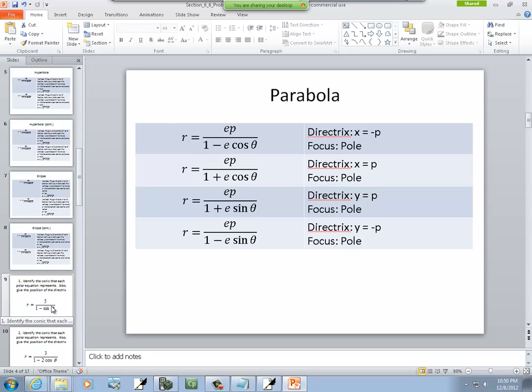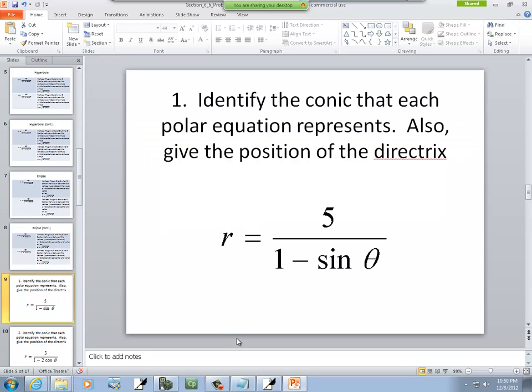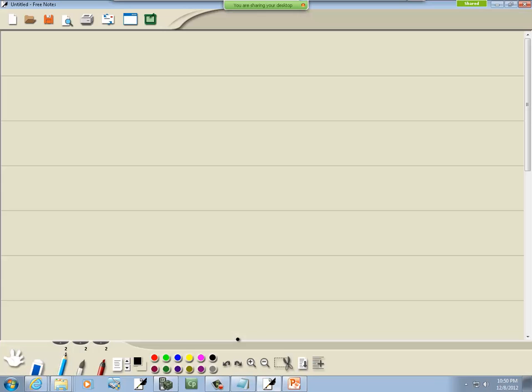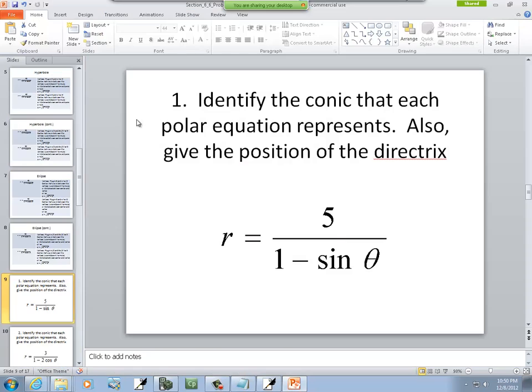We'll come back to these forms, but let's go down here and take a look at our problems. Our first one here, we've got R is equal to 5 over 1 minus sine theta. And it says identify the conic that each polar equation represents, and also give the position of the directrix.